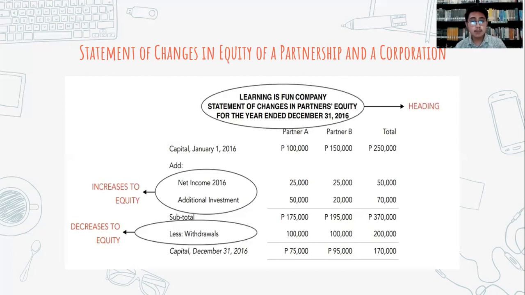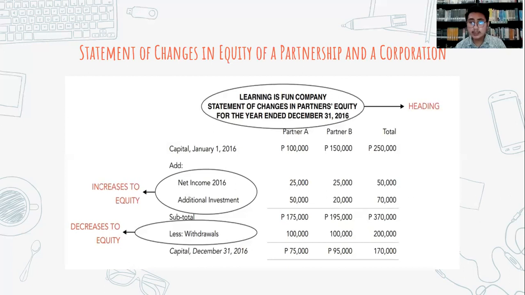So for example, si partner A nagdagdag pa ng additional investment for the business now worth 50,000 pesos, while si partner B naman is only worth 20,000 pesos. Then after that, you add that additional investment and we have 70,000 pesos. Then you add the capital to the increase to equity.